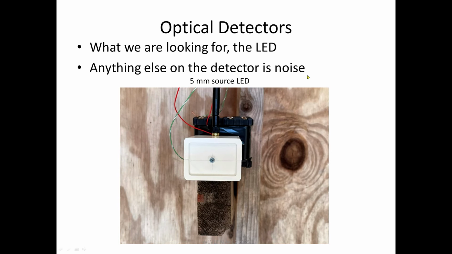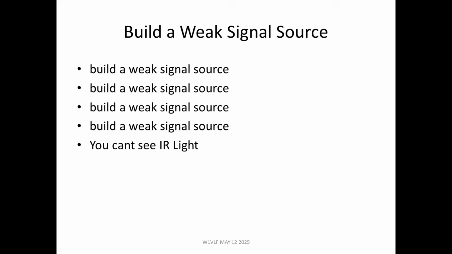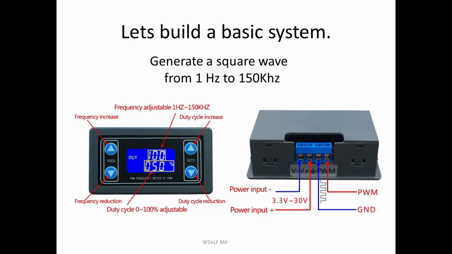There's the, what is it? The optical weak signal source. Oh yeah, build a weak signal source. You can't see IR light. So let's put together a basic system, right? The most basic system that you can.